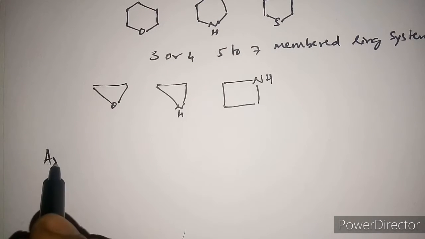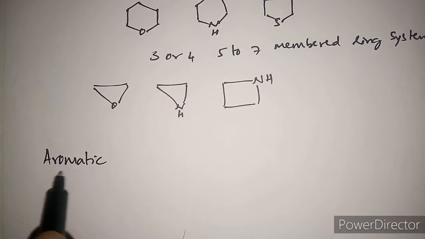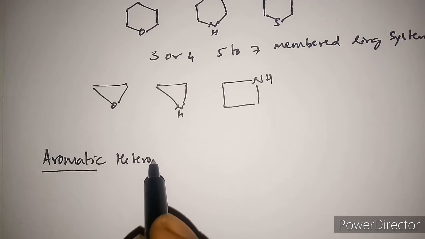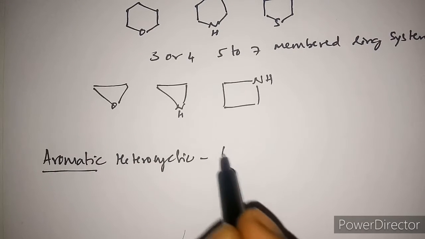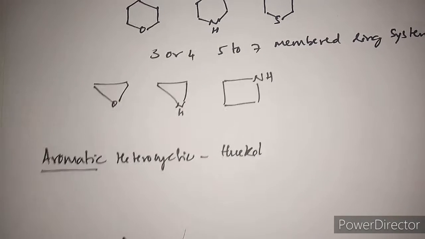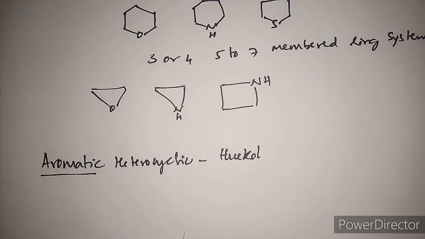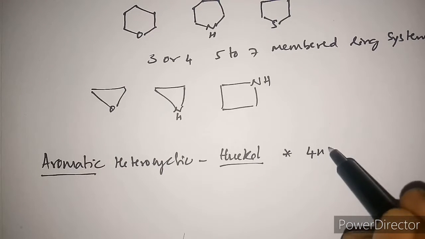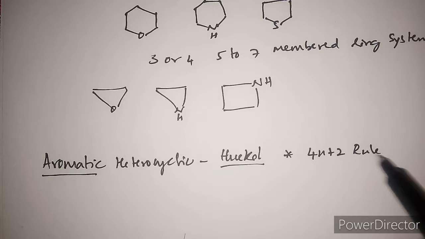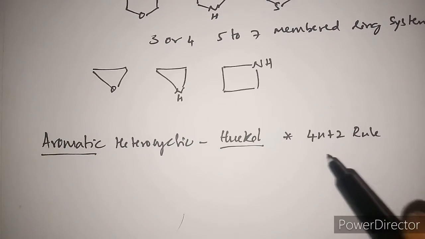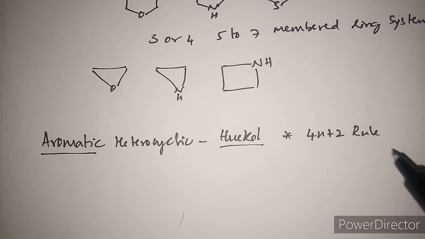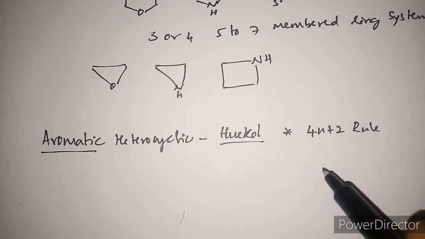Now another category is aromatic heterocyclic systems. In the case of aromatic heterocyclic systems, the aromaticity is characterized by Huckel. In order to classify as aromatic, the heterocyclic system has to obey all the conditions formulated by Huckel. The first condition is the 4n plus 2 rule: the total number of pi electrons within the cyclic system has to obey the 4n plus 2 rule.